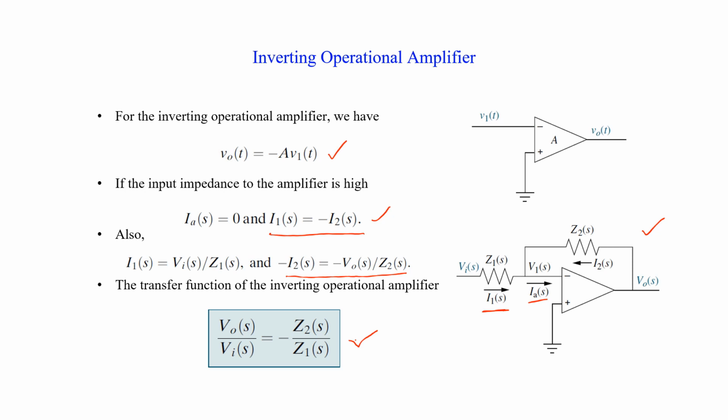So this is the transfer function of the inverting operational amplifier, which states that the transfer function of an operational amplifier is just Z2 divided by Z1, where Z2 is this impedance or resistance, and Z1 is this impedance or resistance.